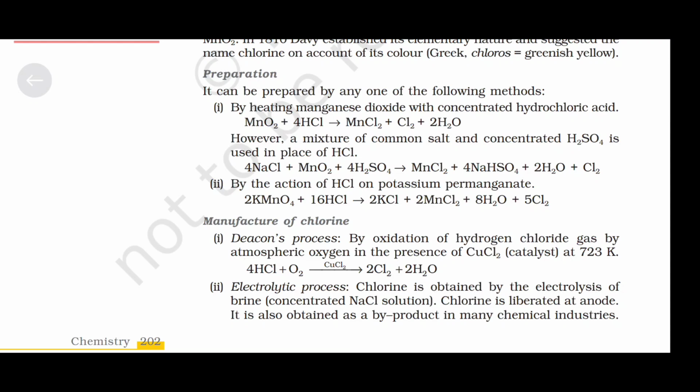ठीक है, पहले तो मैंगनीज डाइऑक्साइड से, फिर कोई कॉमन सॉल्ट से ले लो, तो NaCl लिया है हमने, and by the action of HCl on potassium permanganate. ये सारे क्या करेंगे, आपको क्लोरीन प्रिपेयर करके दे देंगे.